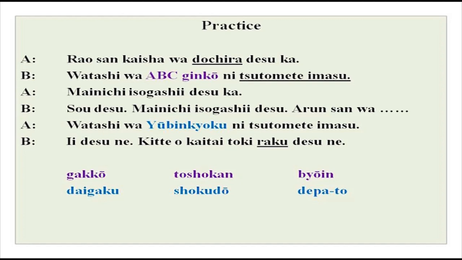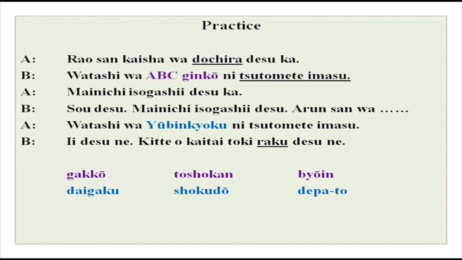Mainichi isogashii desu ka? So desu. Mainichi isogashii desu. Arun-san wa? Watashi wa yubin kyoku ni tsutomete imasu. Ii desu ne. Kitte o kaitai toki raku desu ne. Raku is very very convenient or easy.